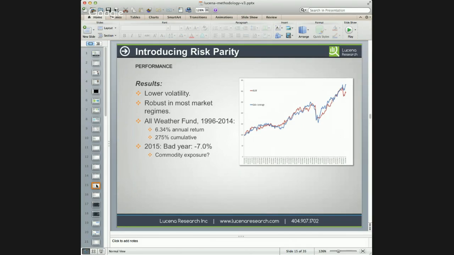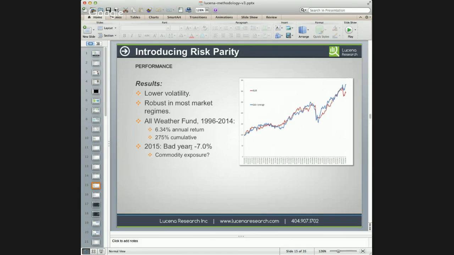Last year, they had a bad year. All of the risk parity funds, well, I should say all of the professional risk parity hedge funds had a bad year last year. The all-weather fund lost 7%. AQR's risk parity, I think, lost 8%.